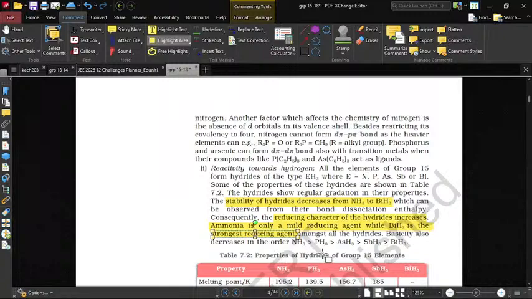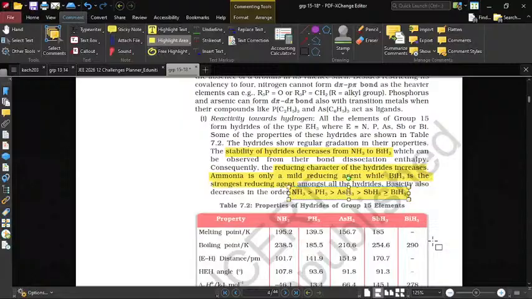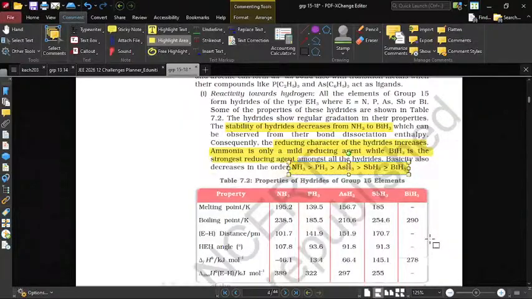The basicity also decreases in order. NH3 is greater than PH3, is greater than AsH3, is greater than SbH3, and is greater than or equal to BiH3.